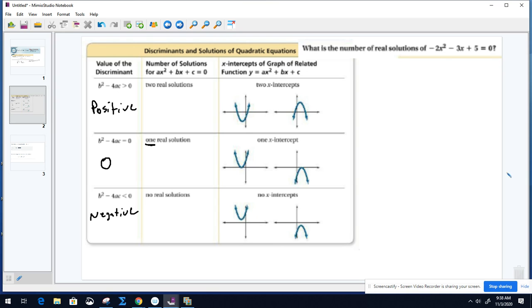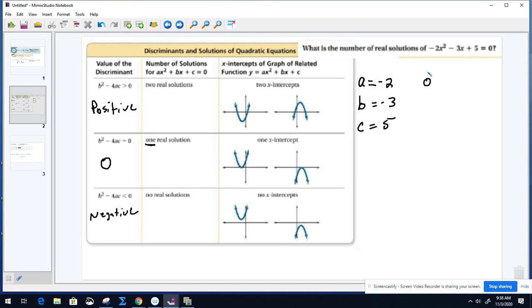Okay, so I've got an example over here that says, what is the number of real solutions? First of all, I'm just going to do this very slowly. What would A equal here? It's -2. What would my B equal here? It's -3. And C is equal to +5. Make sure you take the signs with each coefficient.